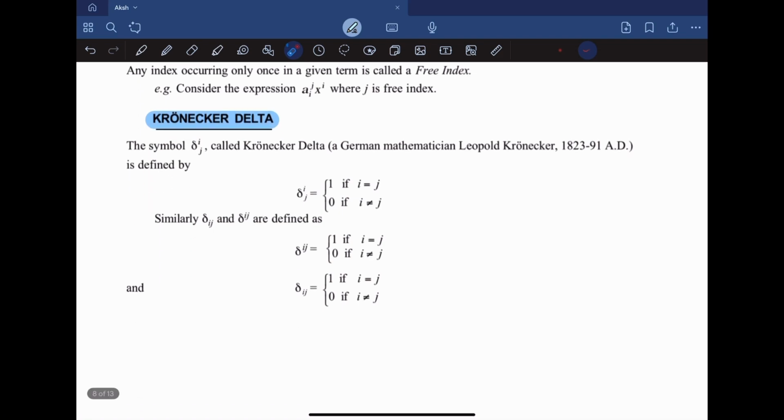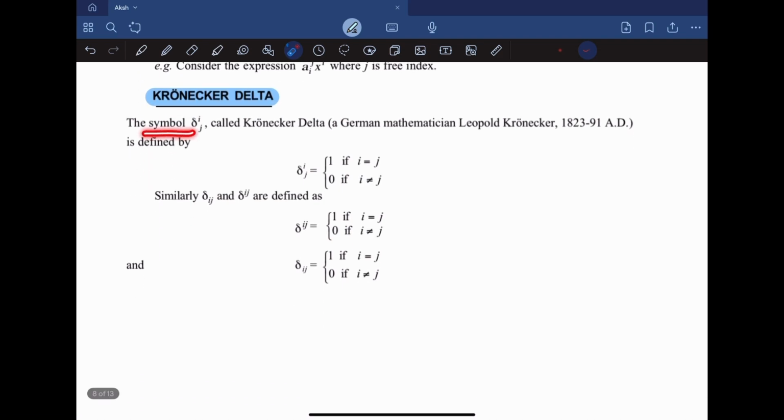Kronecker delta. The symbol delta i j is called Kronecker delta, and it is defined by delta superscript i subscript j equals 1 when i equals j and 0 if i is not equals to j. Similarly, delta_ij and delta^ij in superscript are defined as follows. It would be the same, 1 for i equals j and 0 for i not equals j.